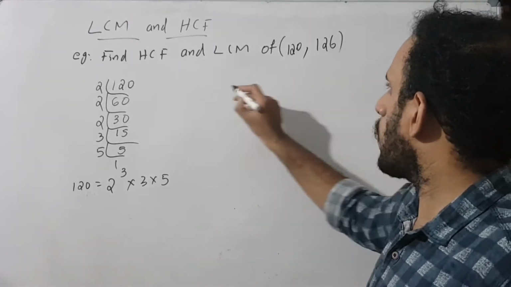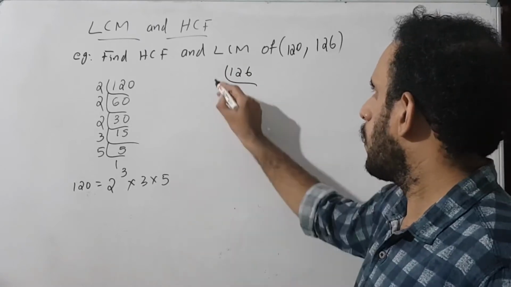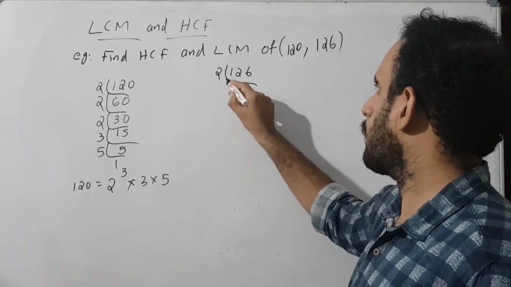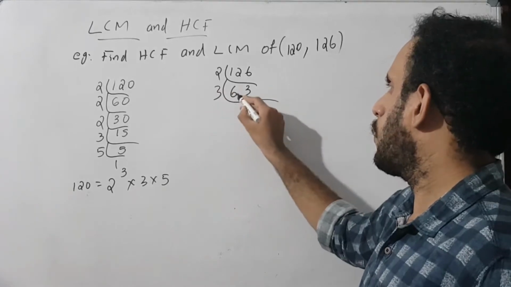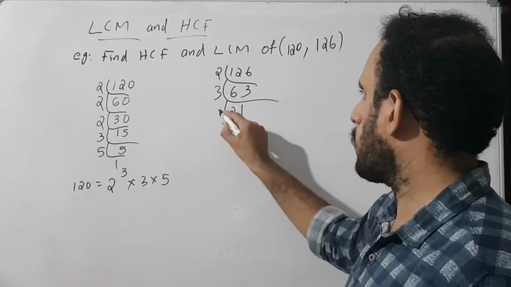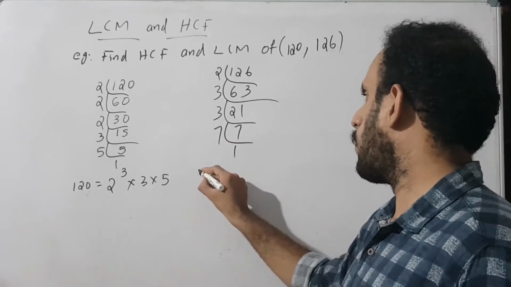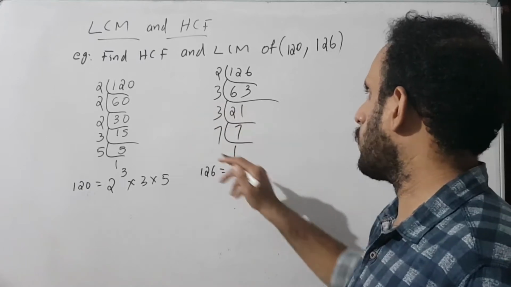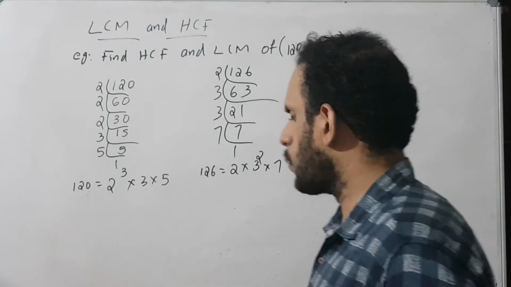Then we factorize the next one, 126. What do you get? Again, first we take 2, then 6, 3. Then is 2 possible? No. 3, 2 times, then 1. Again 3 is possible? 3, 7, 7, 1. So we write here 126 is equal to 2 into 3 square into 7. Correct?